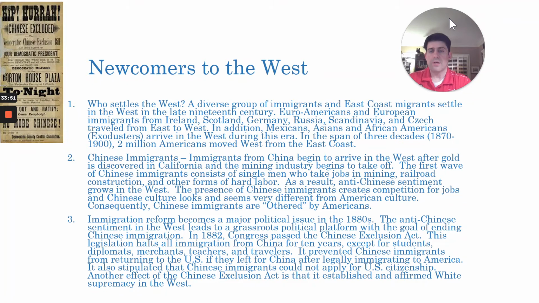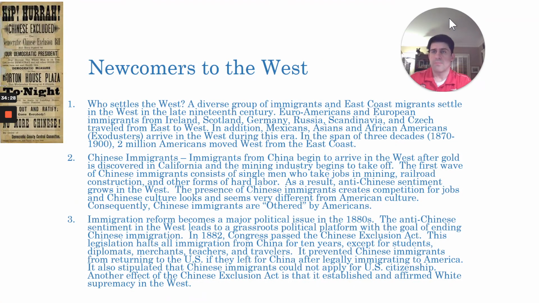Another major effect of the Chinese Exclusion Act is that it established and affirmed white supremacy in the West. So we talked about white supremacy in the South during the end of Reconstruction. We'll get to that a little bit more later this week and next week. That will be a theme at various points during our study of the 20th century as the semester progresses, but this is white supremacy in the West, and it's white supremacy over Chinese immigrants.